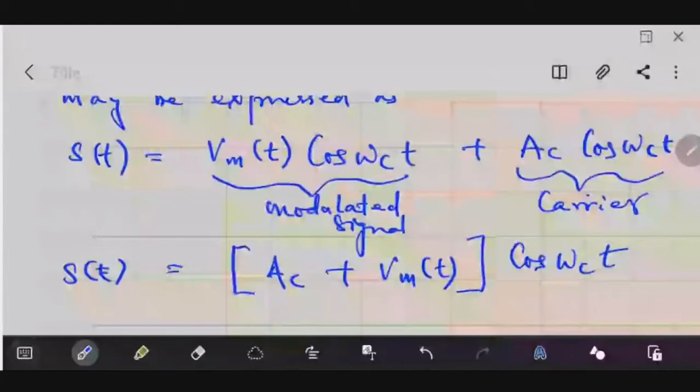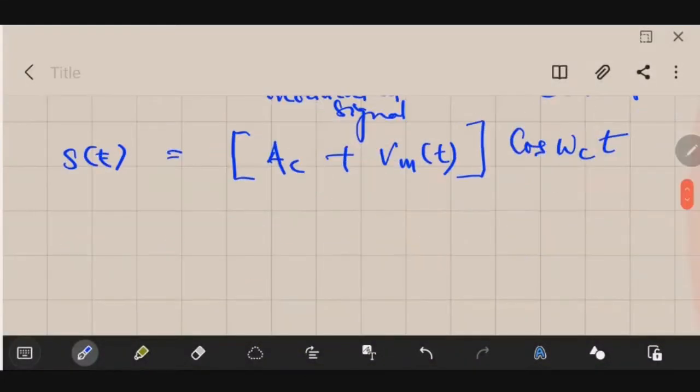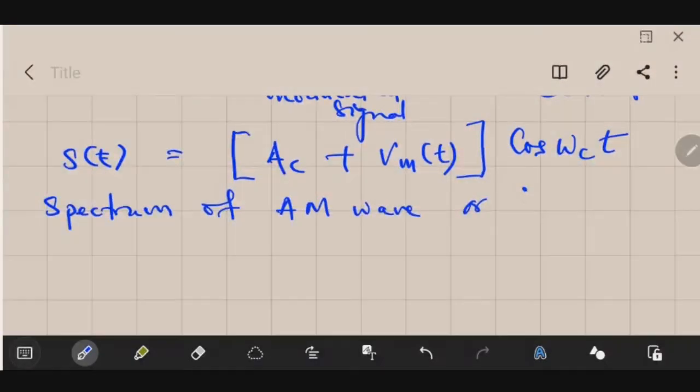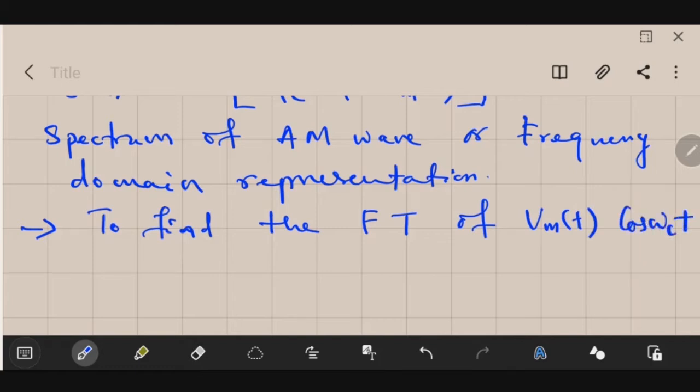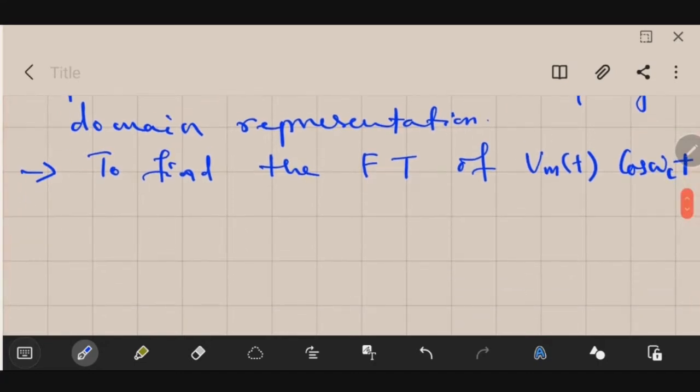Okay. So now let us look at the spectrum of this amplitude modulated wave, how it looks spectrally. So how can we look at the spectrum of this wave? What is the process? Can you tell me? So the spectrum of the AM wave, or its frequency domain representation. We have to find the Fourier transform here. So to find the Fourier transform, FT in short, of Vm of t cos omega ct, the first term is Vm of t cos omega ct. Let us find the Fourier transform of this term. Then the next term is AC cos omega ct. We will also find it for that.